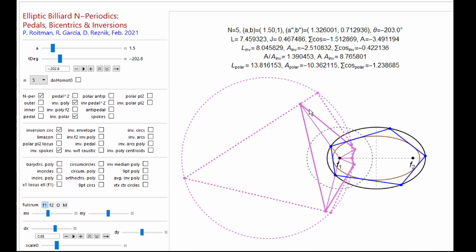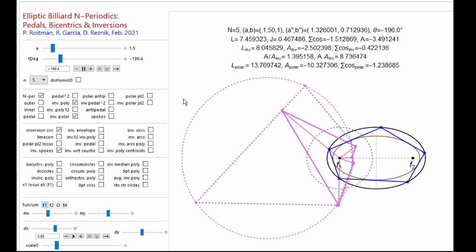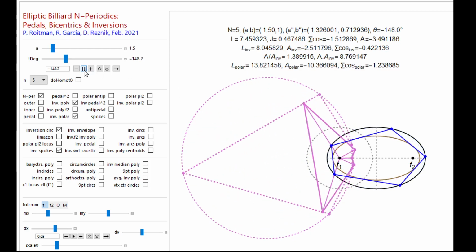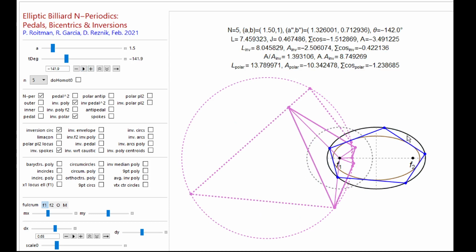which are perpendicular to the lines connected. The sidelines go to the vertices, but they're perpendicular to the line connecting that particular vertex to this fulcrum point F1. So you get this new family. Again, owing to the special geometry of this confocal pair and this 5-periodic family, it just so happens that this new family, this dashed pink family here, is also bicentric.